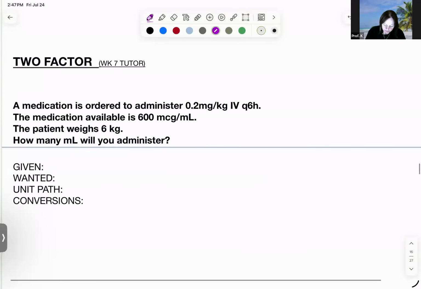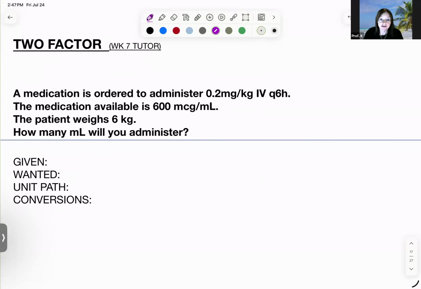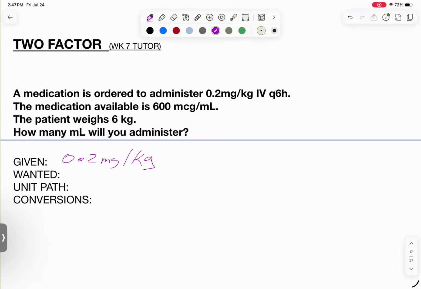Now, those were all considered 1-factor questions. So what is a 2-factor? 2-factor means we add the patient's weight. So when you look at this question, tell me what the given is. 0.2 milligrams per kilogram IV every 6 hours. So he's going to get something intravenously every 6 hours, and it's got to be 0.2 milligrams for every 1 kilogram of his body weight.